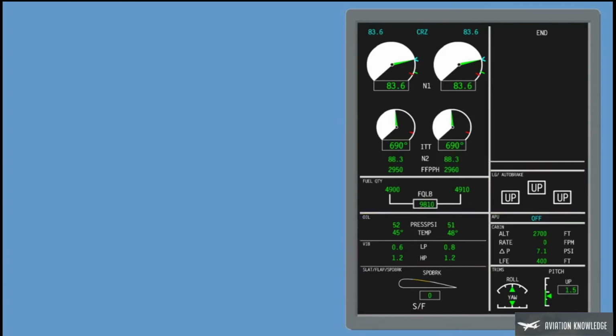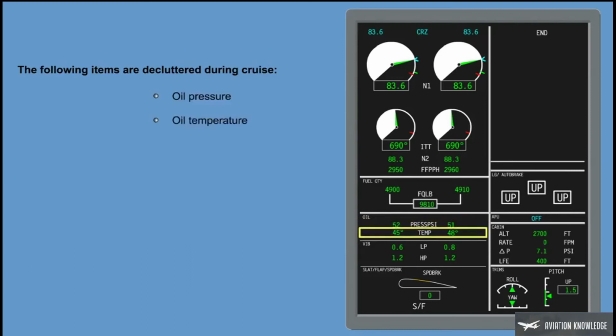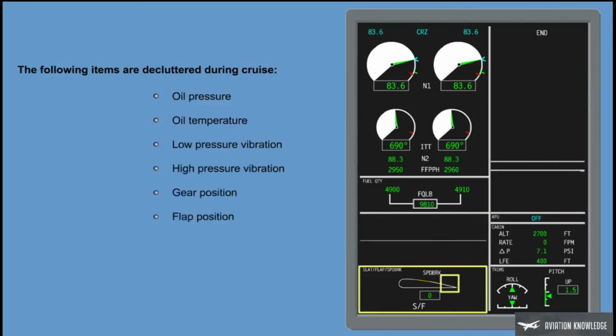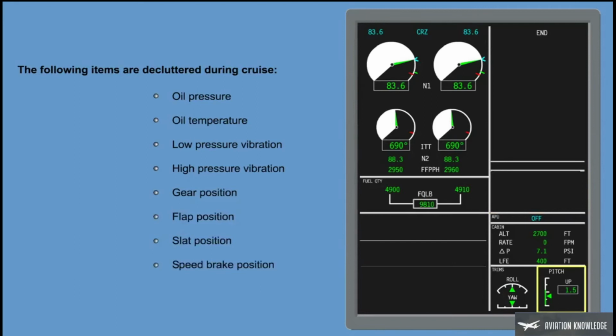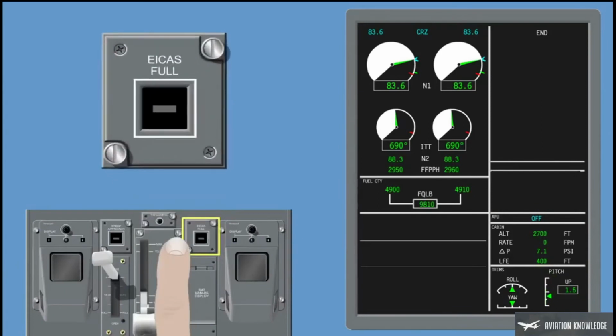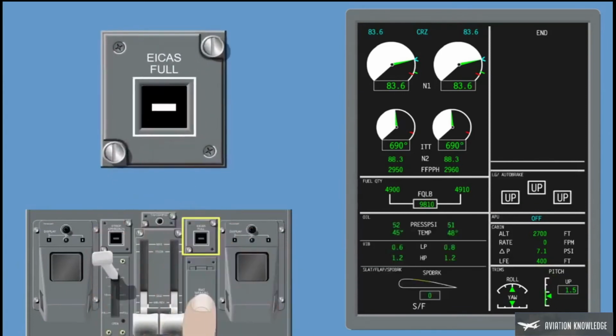If these conditions are met, the following items are decluttered during cruise: oil pressure, oil temperature, low pressure vibration, high pressure vibration, gear position, flap position, slat position, speed brake position, and on the pitch trim scale, the green takeoff band will extinguish. Pushing the EICAS full button displays all of the decluttered items.